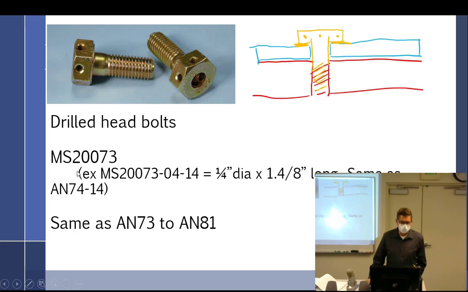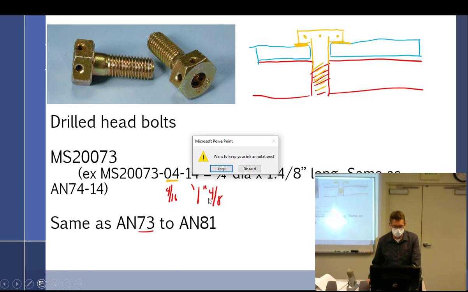Almost always. All right, so MS20073-04-14. So it's kind of the same as we've already learned. That right there is in what? Diameter in 16ths. So it's 4/16 by 1 inch and 4/8 or 1.5. Yep. Same as an AN73 up to AN81, but that's the newer number.